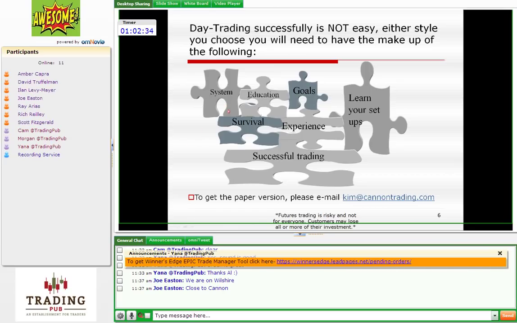Finding a method, concept, or system of trading. Setting up goals. Then you get to the point where hopefully you're surviving, meaning you did not lose your account in the first few months. You gain experience. You learn your setups, what are successful setups, and when to attack and when to play defense. And hopefully you achieve successful trading. And the question is, what is successful trading? The answer will be different for each one of us, and that's another pointer I'm going to touch base on.